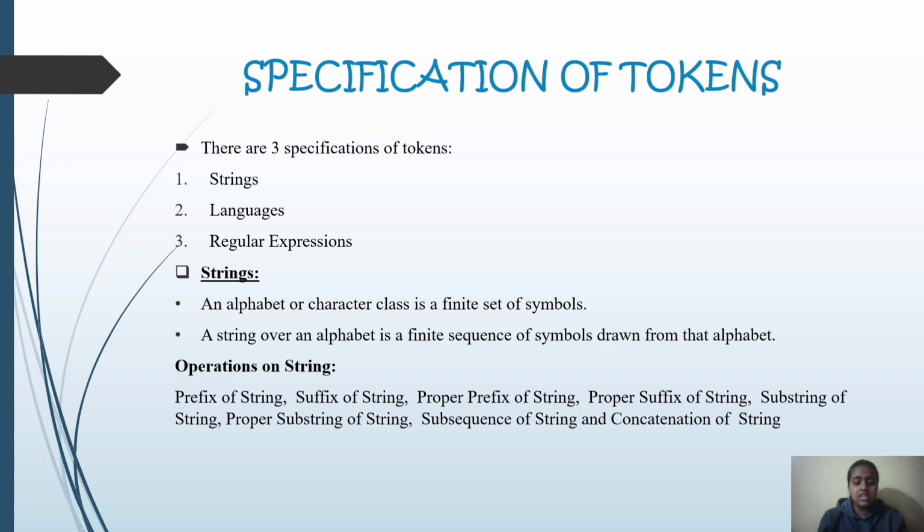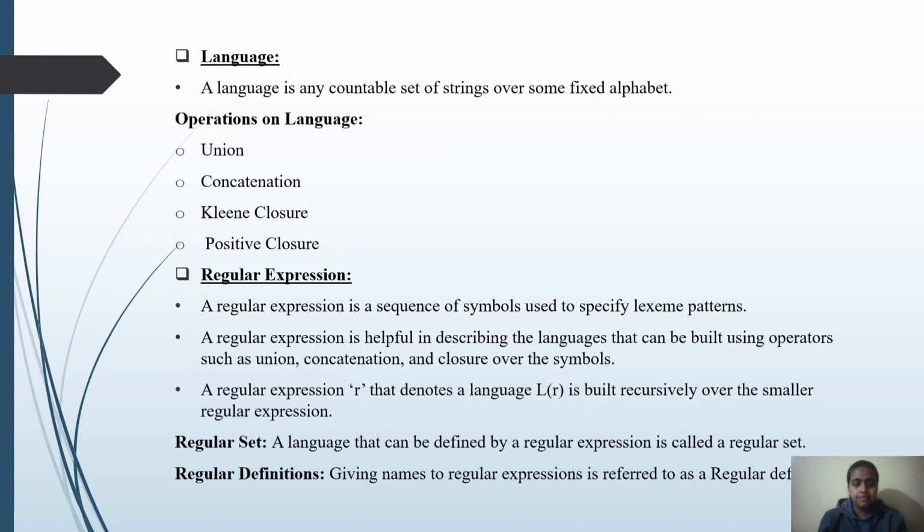The operations that can be performed on a string are prefix of string, suffix of string, proper prefix of string, proper suffix of string, substring of string, proper substring of string, subsequence of string, and concatenation of string. Language: a language is any countable set of strings over some fixed alphabet. Operations on language are union, concatenation, Kleene closure, and positive closure.